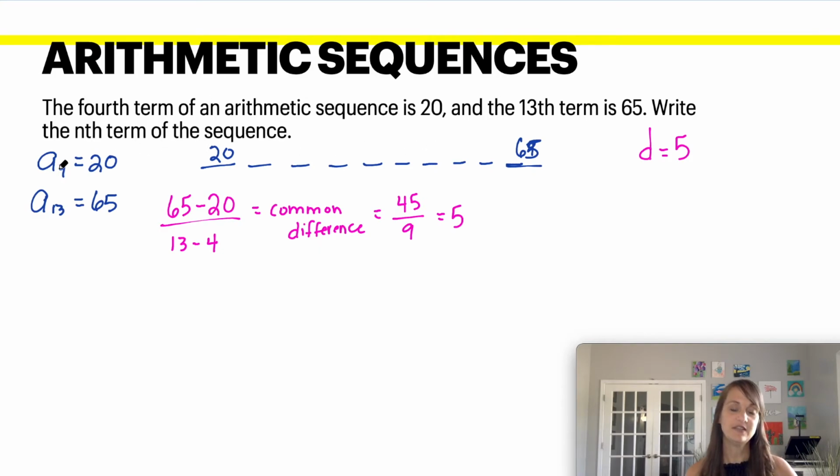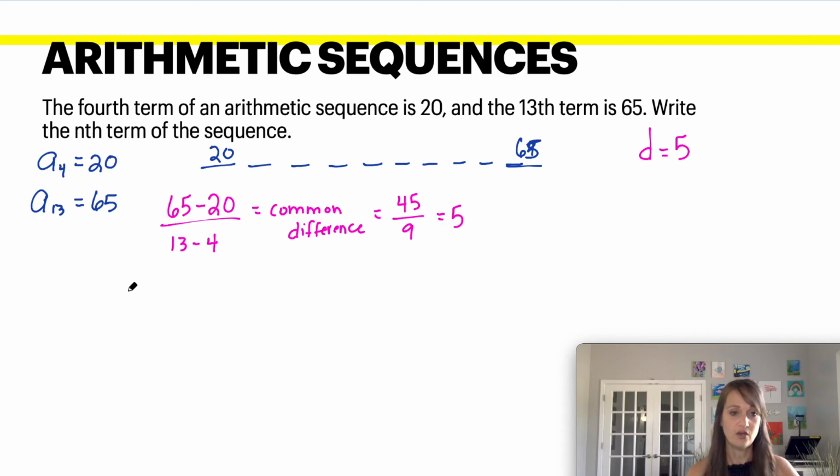So if the fourth term is 20, we could work backwards to find the first term. If the fourth term is 20, then the third term was 15, the second term was 10, which means the first term was 5. However, what if I told you that the 50th term was 20 and the 63rd term or whatever was 65? You do not want to have to work backwards from the 50th term back to the first term to figure out what it is. So here's how you do it algebraically.